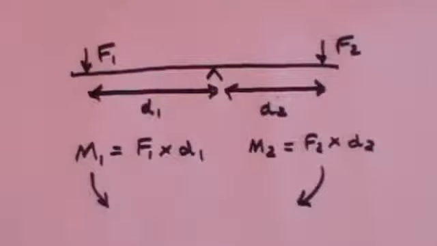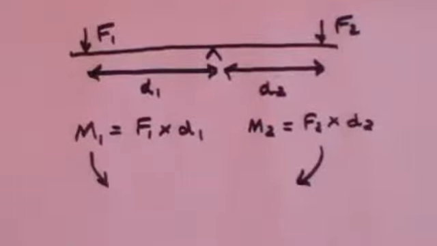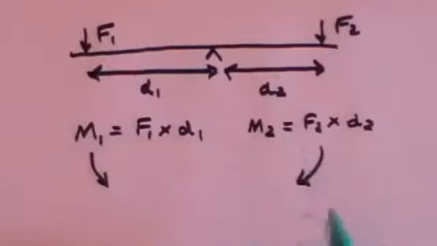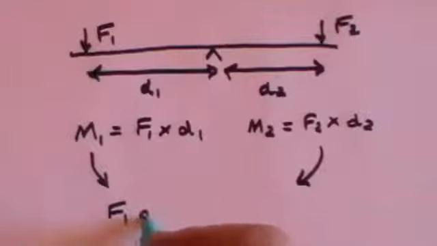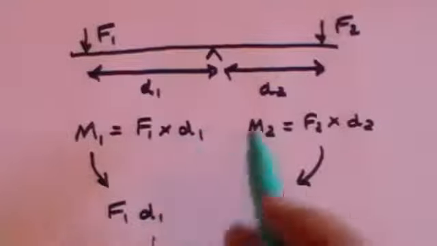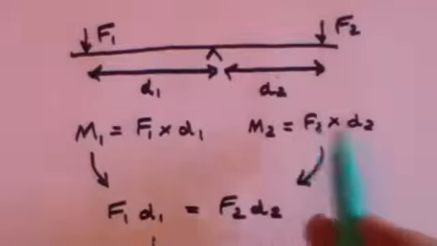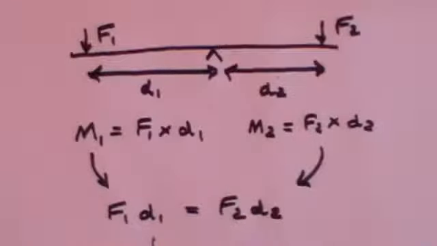In order for the seesaw precisely to balance, the moments of the forces must be equal. Not the forces, but the moments of the forces must be equal. So consequently, M1 must equal M2, which means that F1 D1, which is the moment on this side, must equal F2 D2, which is the moment on this side. And if those two are equal, then the seesaw will balance.